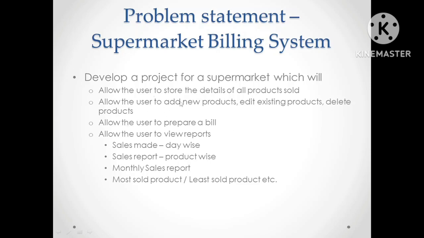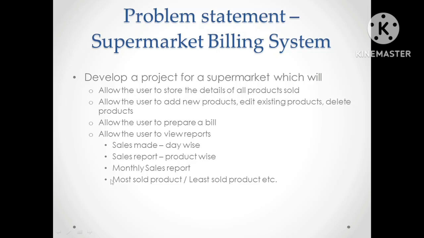Then after doing addition and deletion, I need to prepare the bill. Once I prepare the bill, every day I will keep on generating bills. Suppose the owner wants to view some reports. What is today's sales made? What is the total sales? How many products were sold? Or for one particular product, what is the total sales made on that product? Or what is the amount of sales for this entire month? Or which product is sold more, which product is sold less.